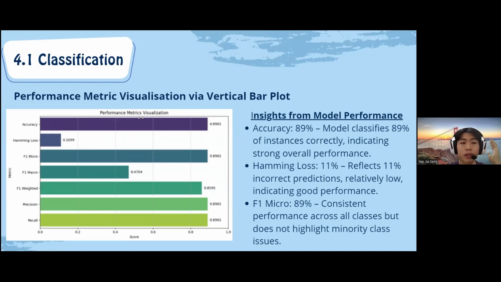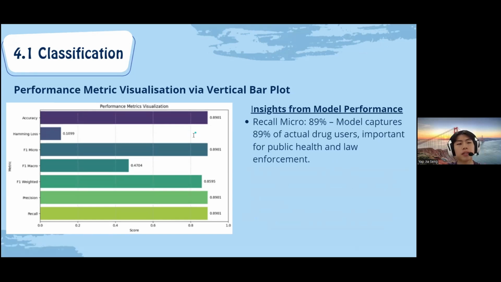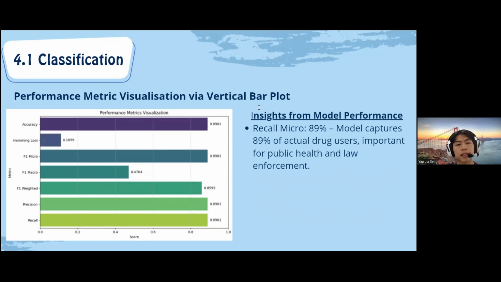For F1 micro, also at 89%, which matches our accuracy, this indicates that our model is performing consistently across all classes. For F1 macro, we see a drop to 47%, which suggests poor performance on rare drug classes. F1 weighted is at 86%, a metric that accounts for class imbalance and confirms that the model performed well overall. For precision micro, we have 89%, meaning that most positive predictions were correct, and our model makes relatively few false positive errors. And the last one, recall micro, is 89%, showing that our model correctly identifies 89% of actual drug users.